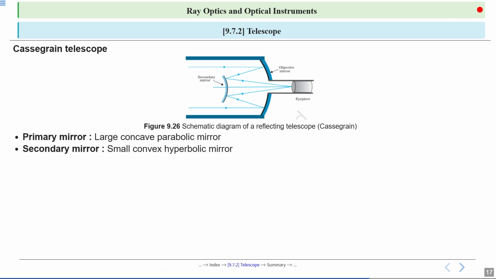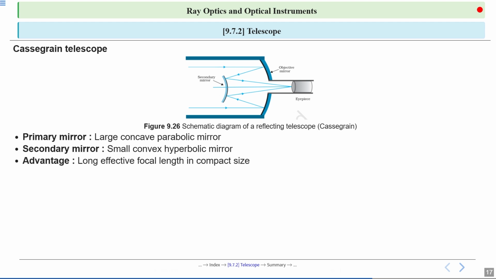This design is particularly beneficial for amateur astronomers and observatories with limited space. Okay, so large focal length means a large focal length of the objective mirror.